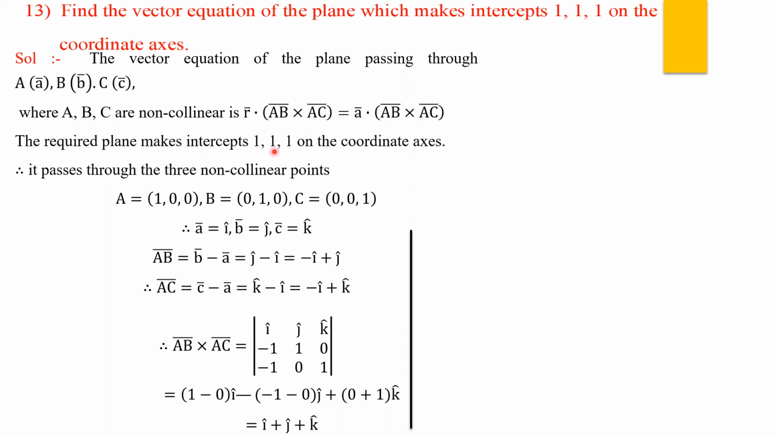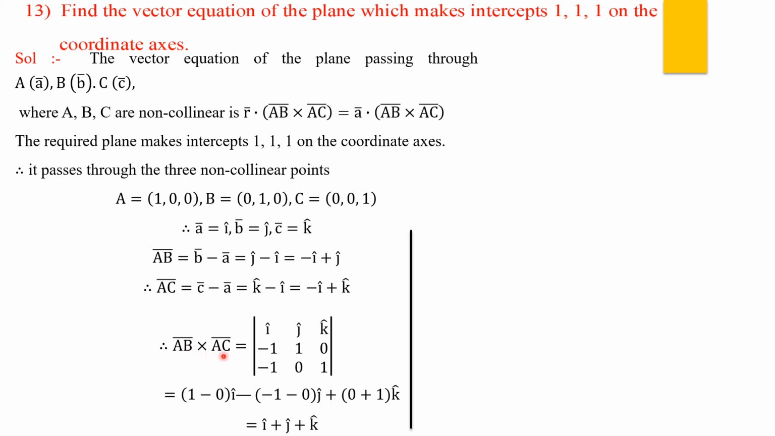The required plane makes intercepts 1, 1, 1 on the coordinate axes. Therefore it passes through three non-collinear points: A equal to (1, 0, 0), B equal to (0, 1, 0), C equal to (0, 0, 1). Therefore its position vectors are a vector equal to i cap, b vector equal to j cap, c vector equal to k cap. We have to find AB vector, that is b vector minus a vector. Hence j minus i, written as minus i vector plus j vector. Also AC vector is c vector minus a vector, therefore k minus i, written sequentially as minus i vector plus k vector.